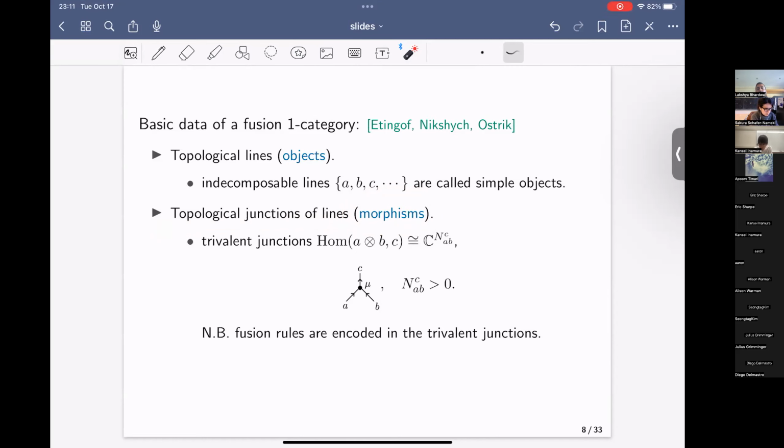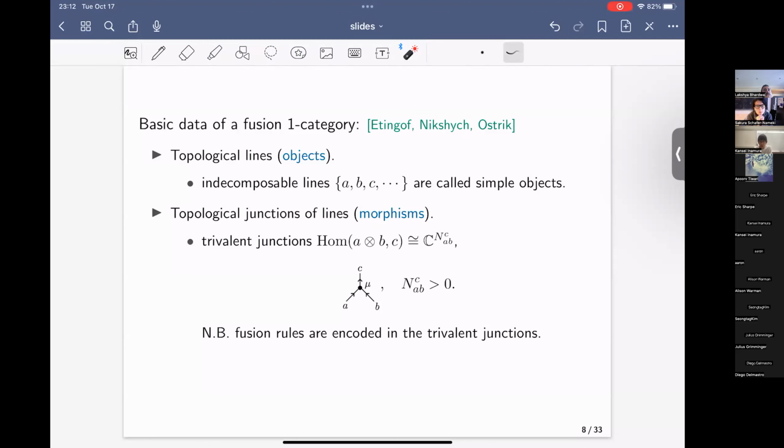And the set of trivalent junctions of topological lines a, b, c is denoted by Hom(a ⊗ b, c). And this is a complex vector space of dimension N_ab^c. So this means that the number of linearly independent trivalent junctions is equal to the fusion coefficient N_ab^c. And pictorially, this trivalent junction can be represented by this fusion diagram. And this fusion diagram is allowed if and only if N_ab^c is greater than 0. Or in other words, this fusion diagram is possible if and only if c is contained in the fusion of a and b.